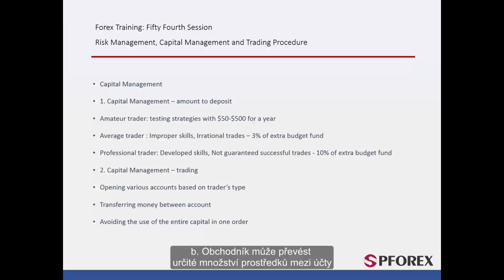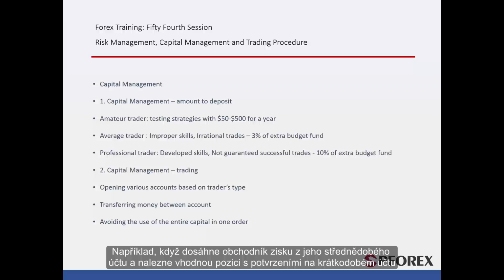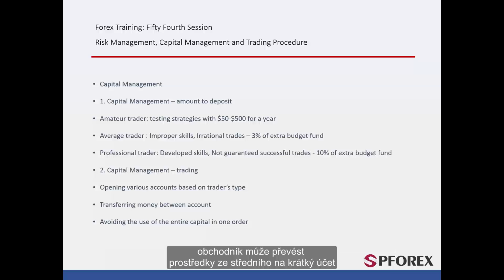B. A trader can transfer a certain amount of funds from each of the accounts to another one. For instance, if a trader derived profit from their medium-term account and a suitable position with several confirmations is detected on the short-term account, a trader can transfer a certain amount of funds from the medium-term account to the short-term account.